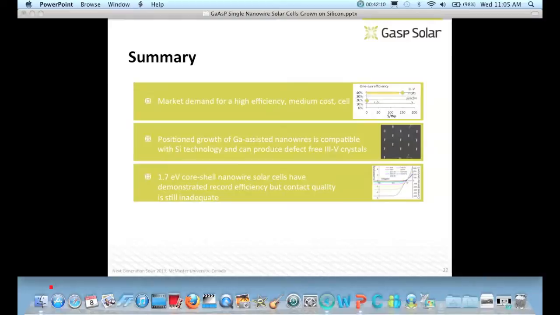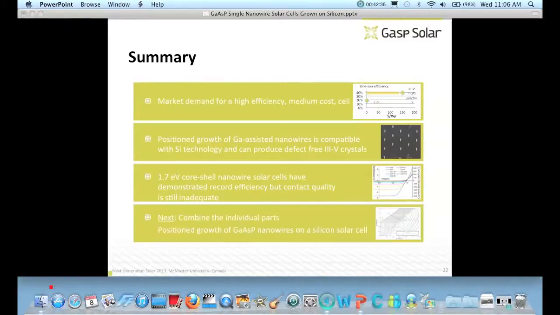And even though we have some not very good contacts, if you remember, the record for gallium arsenide phosphide solar cells grown directly on silicon bulk was 9.8%. So we are already at record level efficiencies for this system, and we have not been working on it for 3 decades. So it's very promising. The next step that we will be doing right now is to combine each of these individual parts, that is, grow the gallium arsenide phosphide nanowires positioned on a silicon solar cell, and then optimize the contacts. Because contacting these nanowires right now looks to be the biggest hurdle of them all.